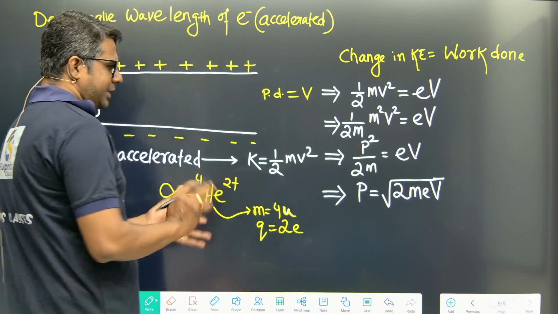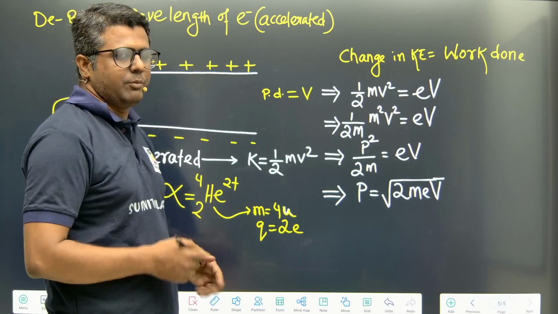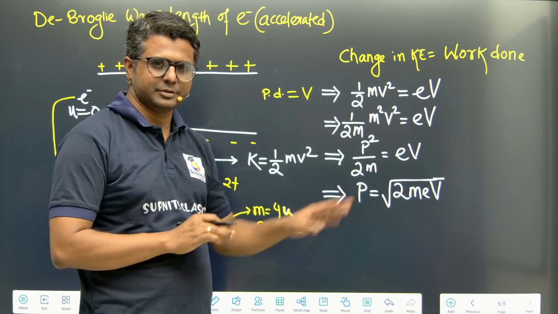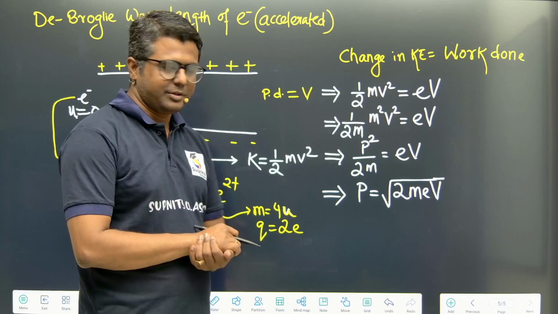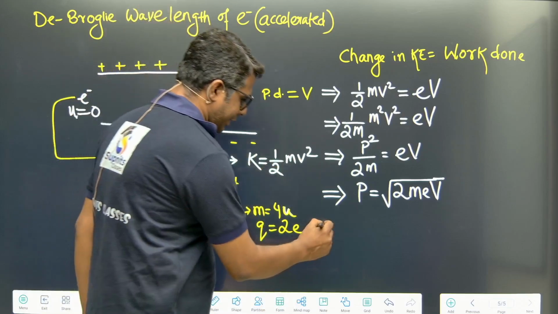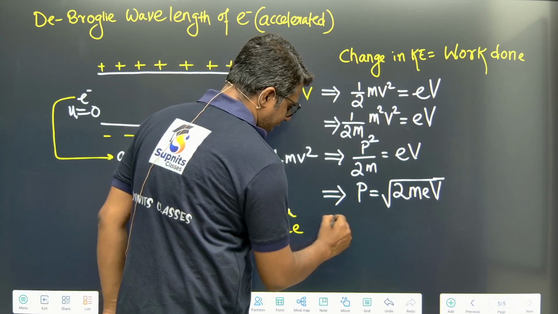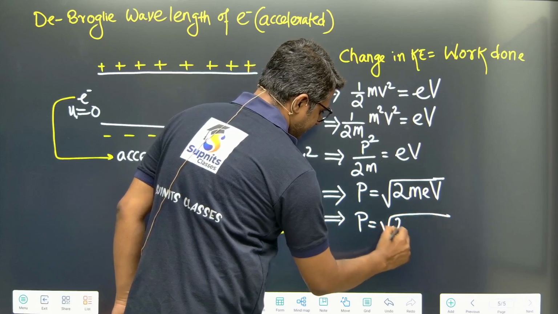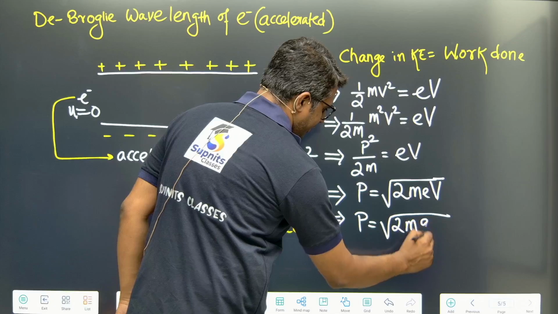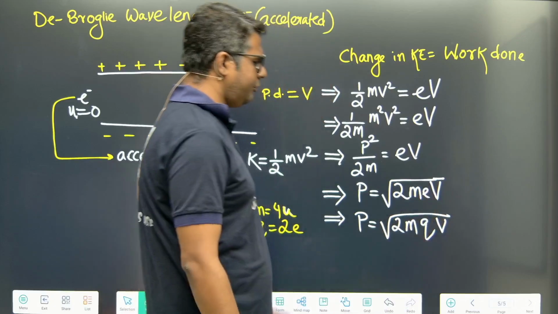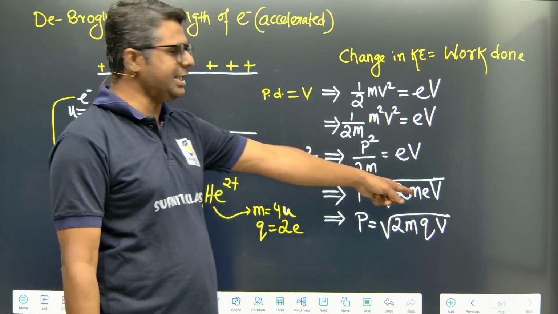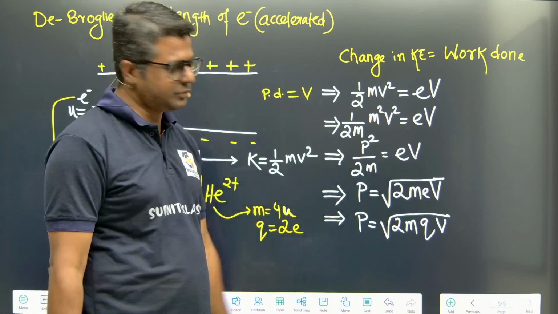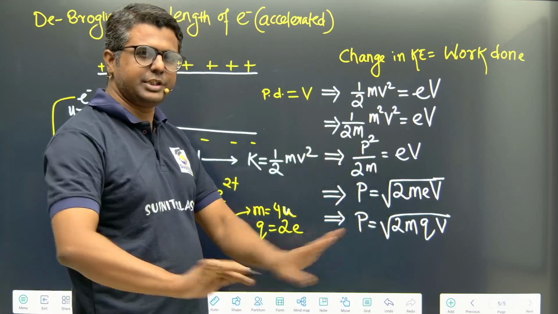So sometimes people face a little bit of problem while solving numericals when asked in this scenario. The problem can be completely nullified if we use this formula generally, that is P is equal to root 2mqV. Instead of E, which is only applicable for electron, Q is applicable for any charged body. So use Q and everything is solved.